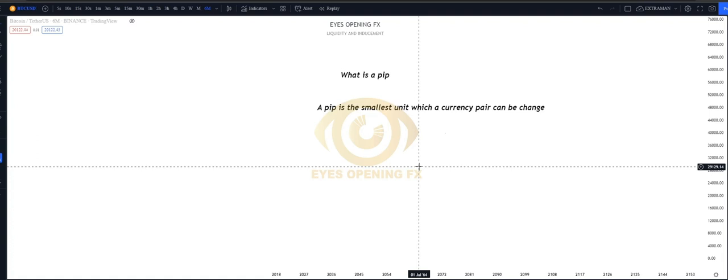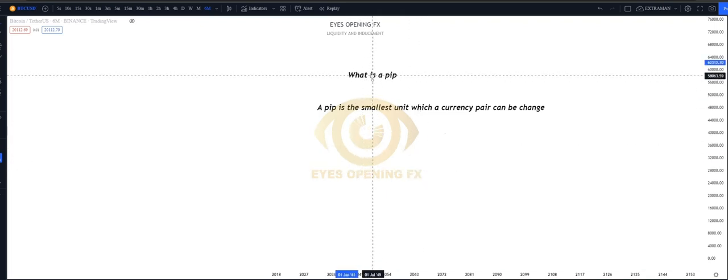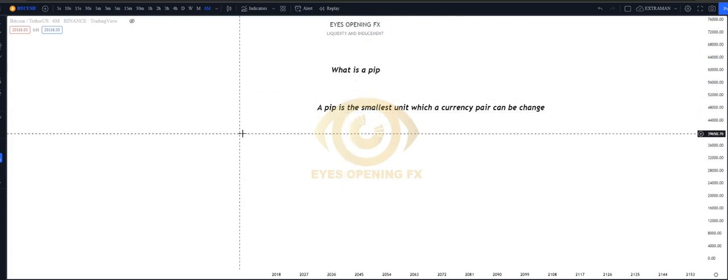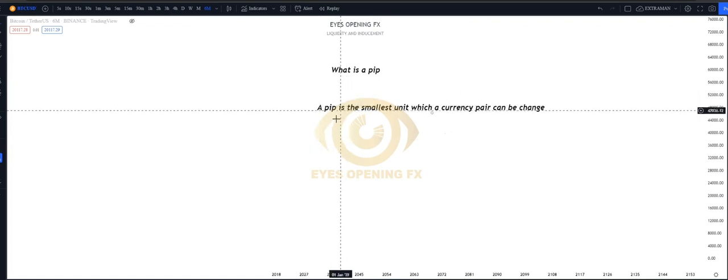All right. Now, a pip is the smallest unit by which a currency pair can change. This is the simple definition of a pip. Now, the pip is the bedrock of trading, of any pair in the market. So you have to understand the pip in order to know the actual value of the currency you are buying.